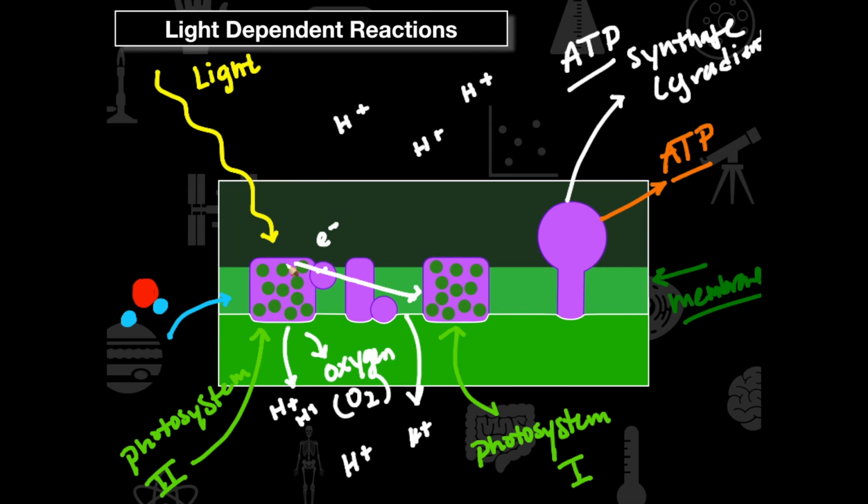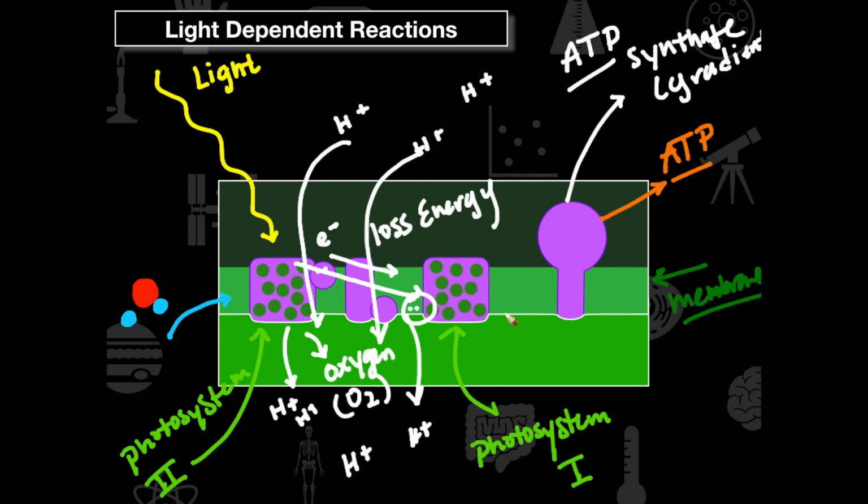So what these electrons are going to do is they're going to move from photosystem 2 down to photosystem 1, and they're going to lose energy, but in the process, they're taking these hydrogens and they're pumping them over to this side to create a concentration gradient. Now, once they've lost enough energy, they're going to end up here at photosystem 1. And at the end of photosystem 1, what we're going to get here is the production of NADPH.